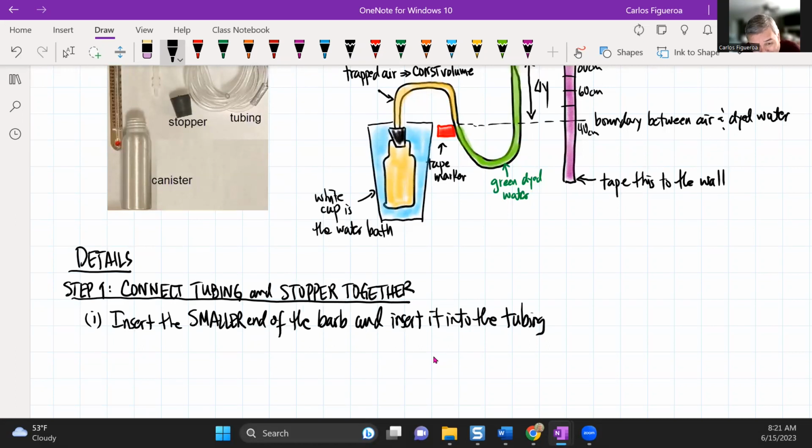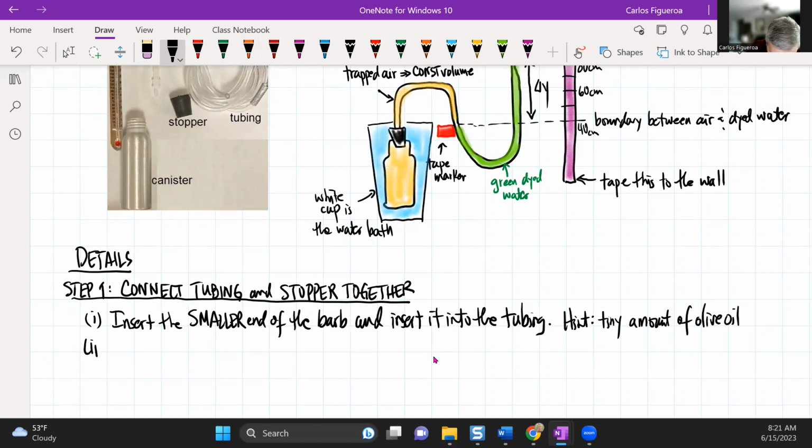Now, this can be challenging. I'll tell you that right now. I had a hard time doing it. So as a hint to make it slide a little bit easier, I used a tiny amount of olive oil. A little bit of soap will make it easier just to push it in.